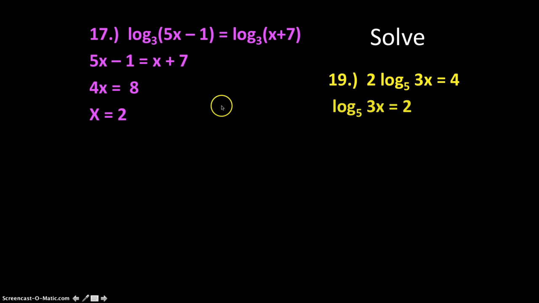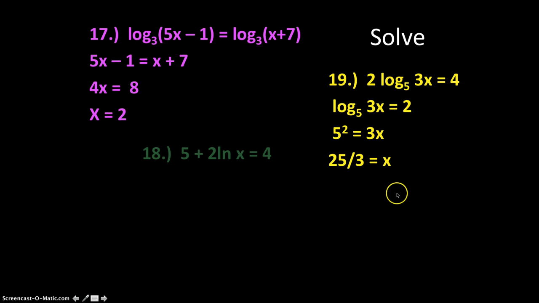Looks like 19's next. 2 log base 5 of 3x equals 4. Again, I want to divide this 2 over to the 4. I can't get x out of there unless I write it as an exponential. This is a base 5 to this exponent 2. Dividing 25 by 3 is the solution.